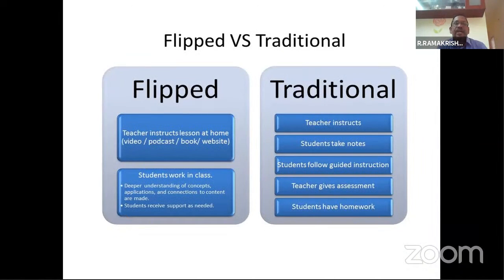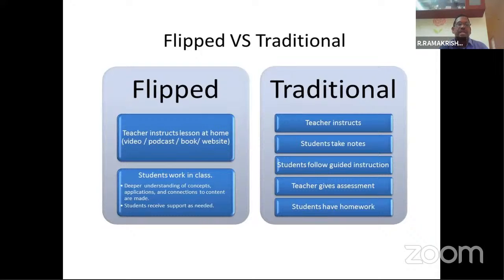Next, the difference between flipped learning and traditional learning. In the flipped system, the teacher instructs lessons at home by means of video, books and websites. In the traditional system, only the teacher has the role of instructing, and students take notes. In class, the teacher takes the lesson starting from the fundamentals, everything is taught by the teacher, and the students just observe. That is remembering basic things.